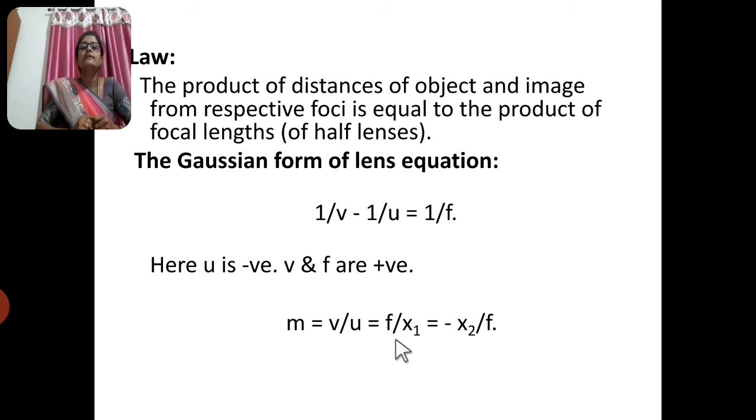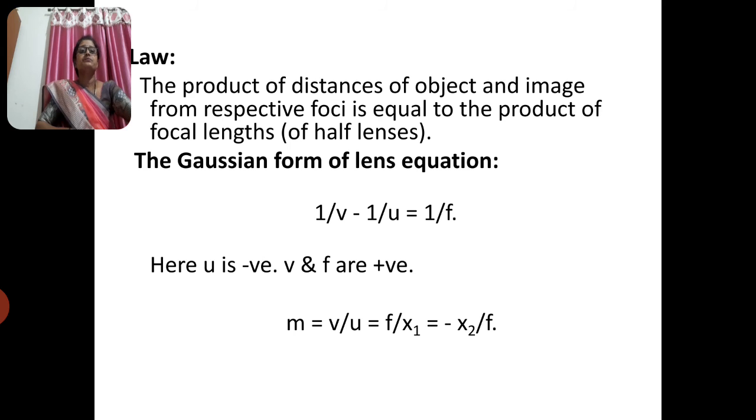The law states that the product of the distances of the object and image from the respective foci is equal to the product of the focal lengths, that is, f square. The Gaussian form of the lens equation is 1 by v minus 1 by u is equal to 1 by f. Here u is negative, and v and f are positive. Then M is equal to v by u, where M is the magnification of the lens. Magnification of a lens is defined as the ratio of the image distance to the object distance, that is, f by x1 is equal to minus x2 by f.